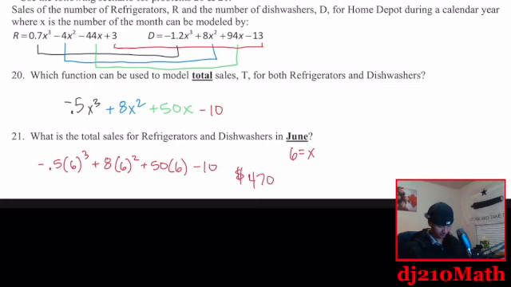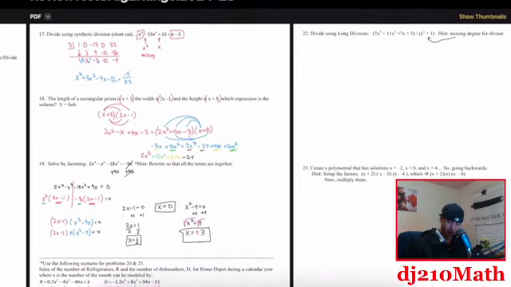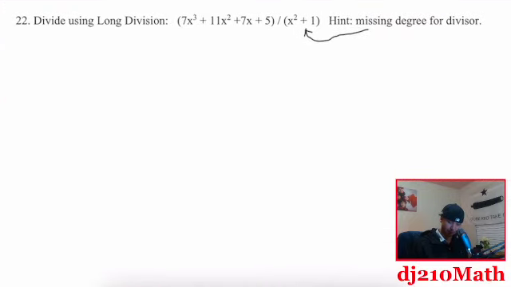All right. Last page. Let's go. Another long division. Okay. So here there's a missing degree in the divisor. So there's going to need to be a 0x in the divisor. So x squared plus 0x plus 1.